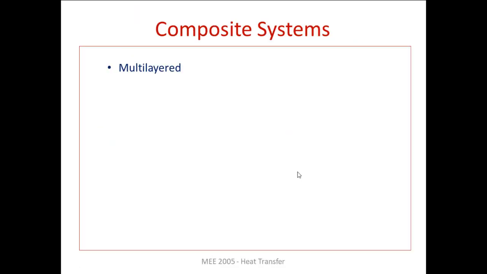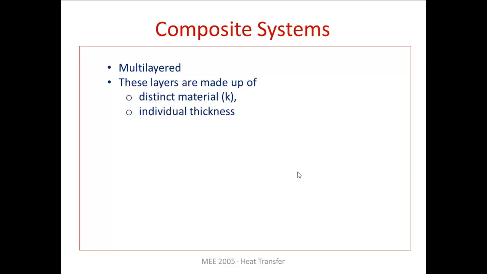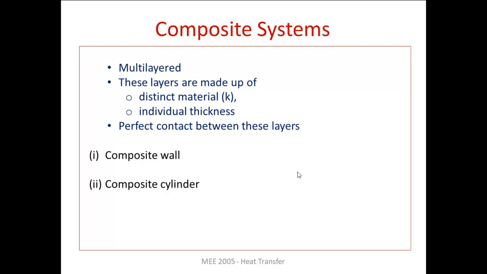Composite systems are multi-layered. That means they have different layers of materials, and these different materials will have unique thermal conductivity, and the thickness of the material will also be different. Apart from this, we are going to assume the contact between these layers as perfect contact. That means we are not going to have any air gap between these materials. The composite systems can be of composite wall or composite cylinder, or it can be a composite sphere.